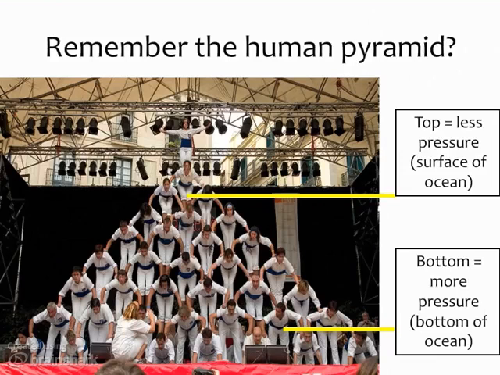Remember this human pyramid? We're looking at it again because it's the same idea. The person at the top of the pyramid is going to represent the top of the ocean. So there's not much pressure there because no one's pushing down above them. The row of people on the bottom would represent the bottom of the ocean, therefore they would have the greatest pressure.